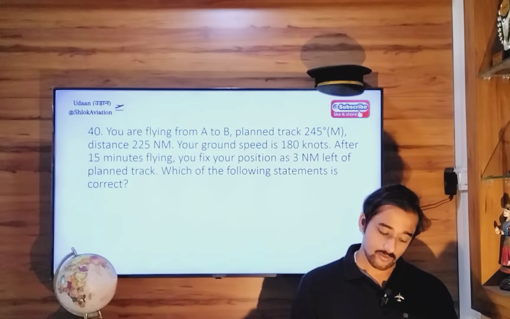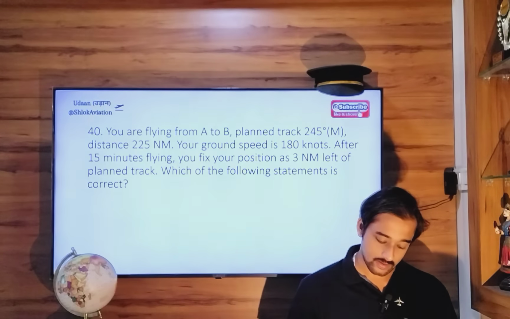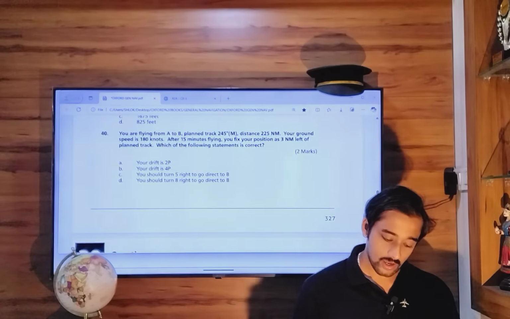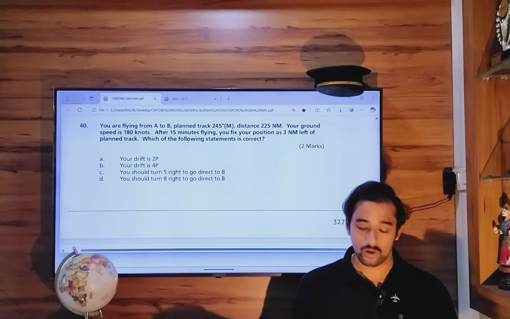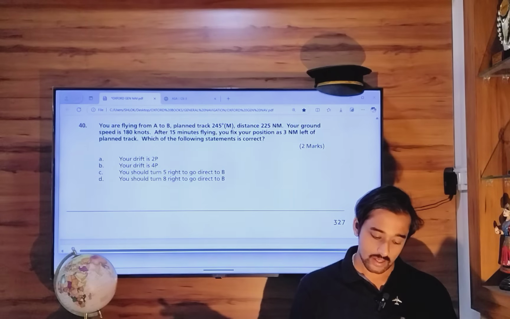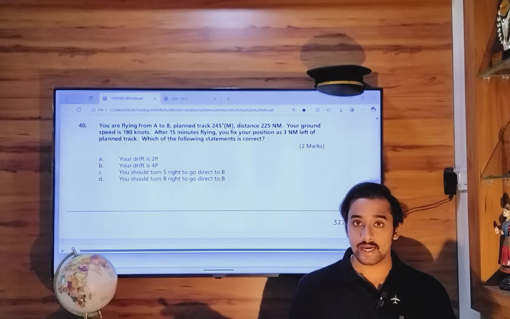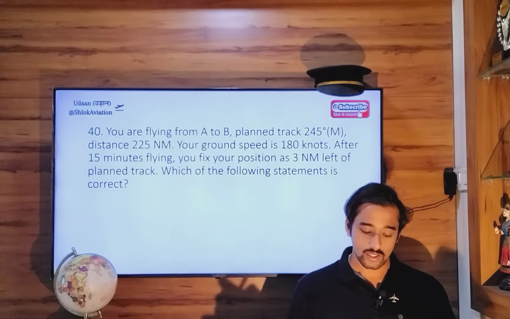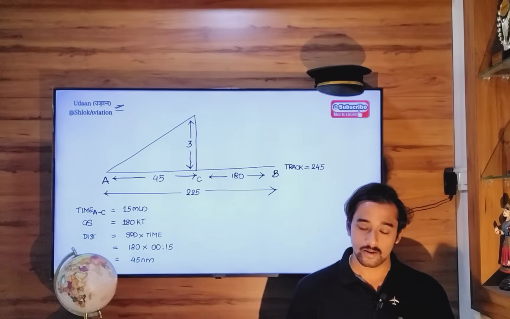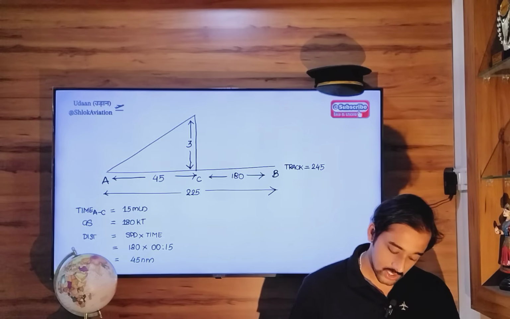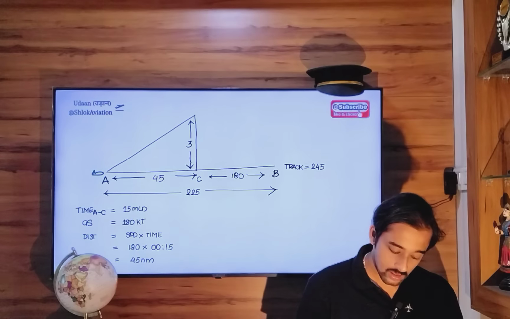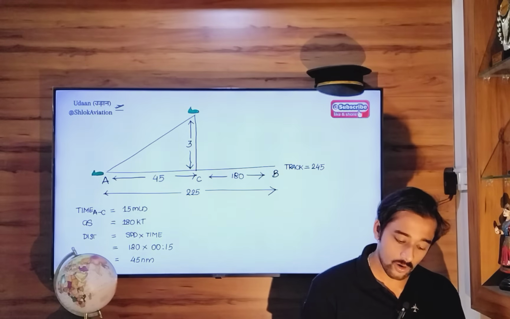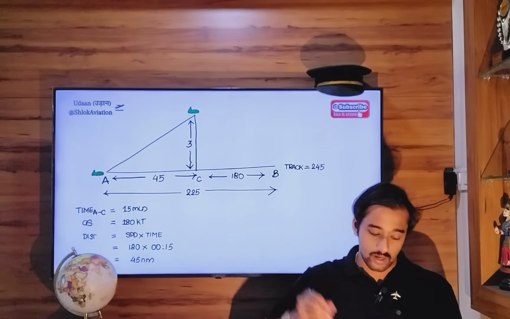Next, which of the following statements is correct? Basically, question 40. You have to calculate drift. Your drift is 2-degree port. Your drift is 4-degree port. You should turn 5-degree right to go directly to B. You should go 8-degree right to go directly to B. So we have to use track error and closing angle method. So this is your starting point at A. You have deviated here and now you want to go directly to destination Bravo.